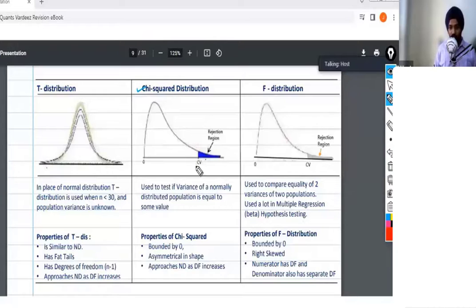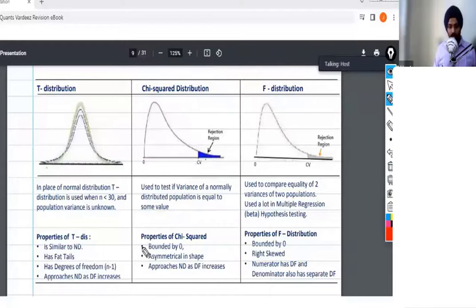Not very much talked about in the overall FRM Part 1, but it's used to test if the variance of a normally distributed population is equal to some value. Okay, so it's used pretty much in hypothesis testing, but as I said, not very much at FRM Level 1. So just know that it is used to test the variance of a population against some value. So maybe you're saying that it's equal to 20. You have population data and you're saying the variance of that data is going to be 20. That's your assumption, that's your hypothesis. Then you use the chi-squared distribution for that.